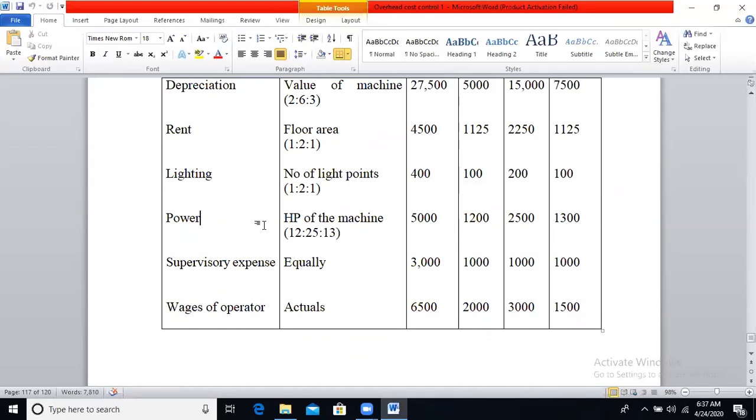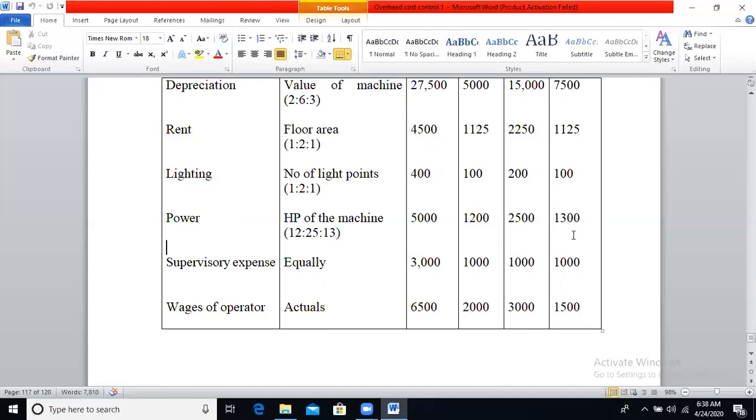The next expense will be power. We have considered HP rate of the machine as the basis. The ratio will be 12 is to 25 is to 13. If you add 12 plus 25 plus 13, you will get 50. Total value of power will be 5,000. So for the first machine, 5,000 into 12 divided by 50, 1,200. For the second machine, 5,000 into 25 divided by 50, 2,500. For the third machine, 5,000 into 13 divided by 50, you will get 1,300.